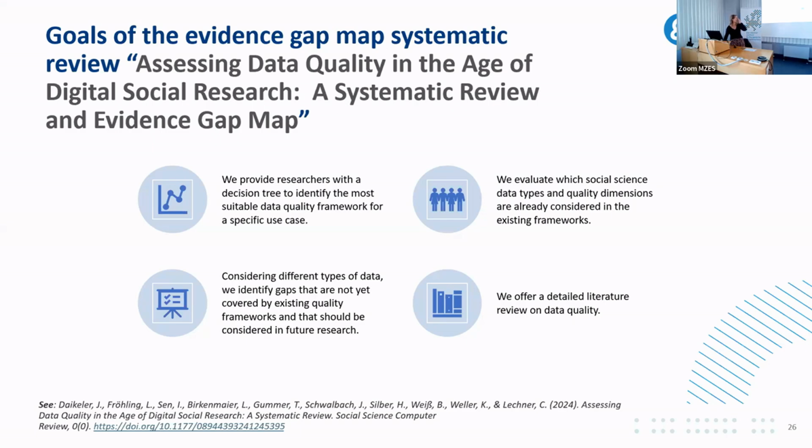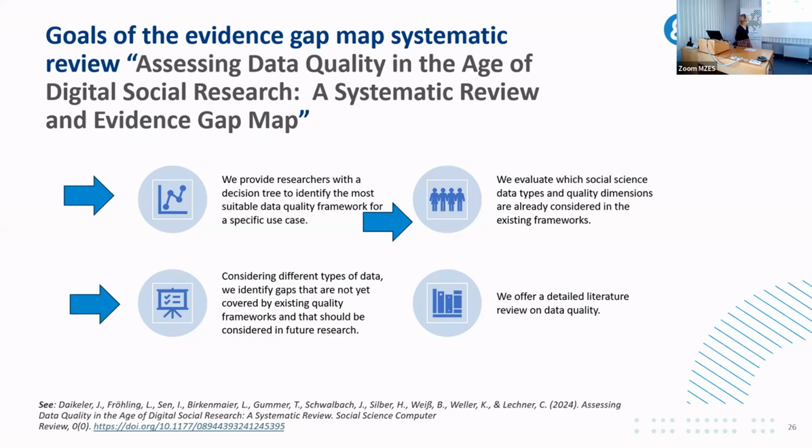So we had four general goals for this paper. We wanted to provide researchers with a decision tree to identify the most suitable data quality framework for a specific use case. You can think of it this way: you're a social scientist interested in digital behavior data, for instance, and you're more interested in how sound your measurement is and how sound the representation of your sample is. Then we show you a paper or decision tree which really guides you: these are the data quality frameworks which are out there, and we would recommend you look into these, and make use of this data quality framework to calculate some data quality indicators for your data.